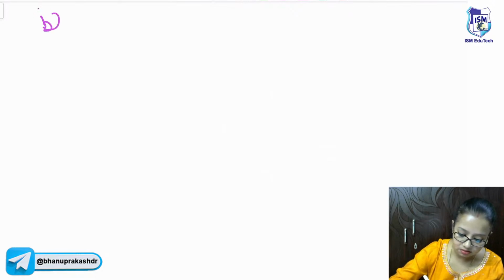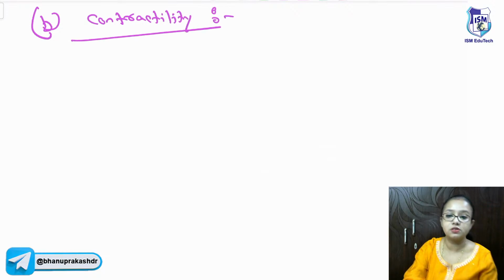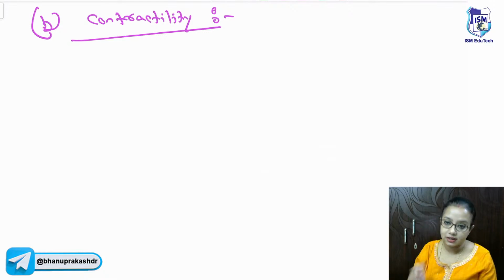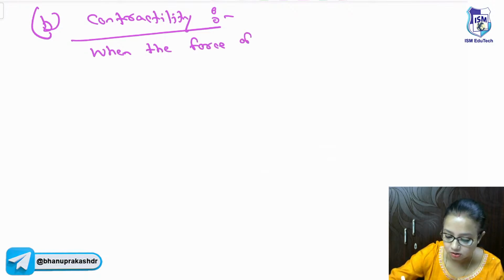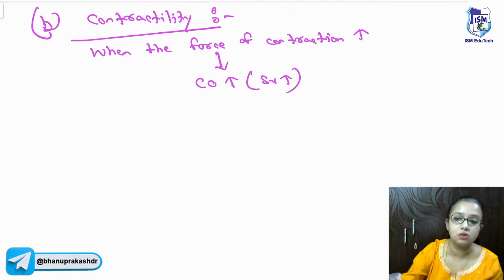The second determinant is contractility. It is the contractility, or the force of contraction, or inotropy. What determines the contractility? When the force of contraction increases, cardiac output increases due to stroke volume. Stroke volume also increases.